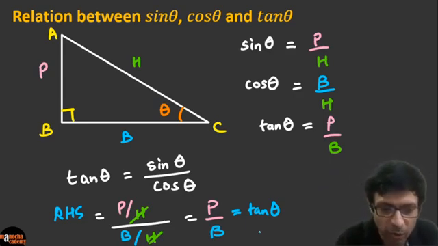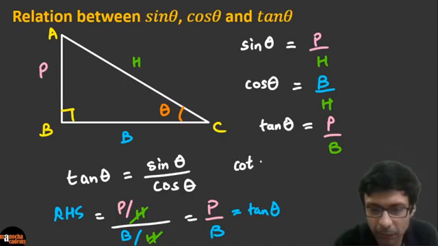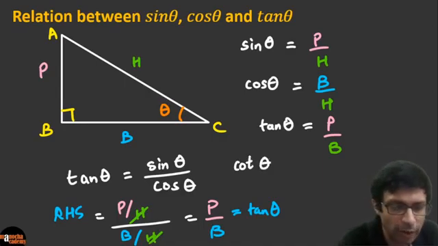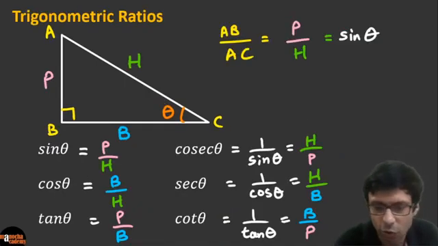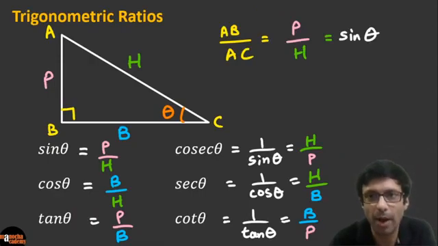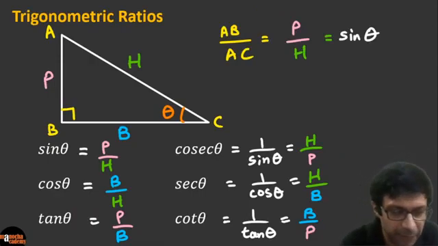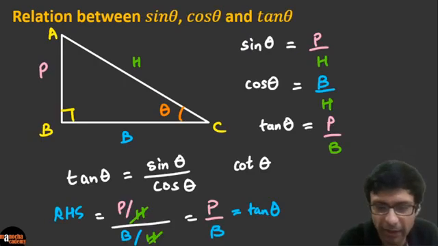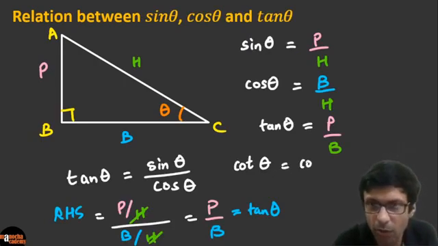And similarly, you'll also have the relation for cot theta. So what is cot theta defined as? Take a look, cot theta is 1 by tan theta, so the reciprocal of tan theta. So similarly, cot theta, guys, is going to be equal to cos theta by sine theta.